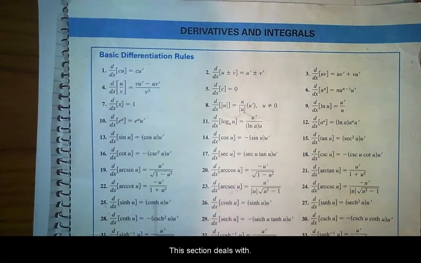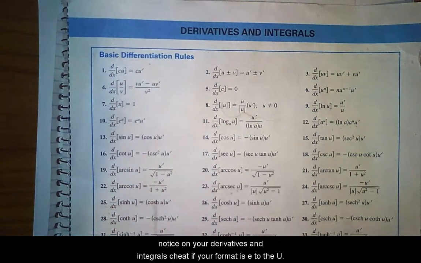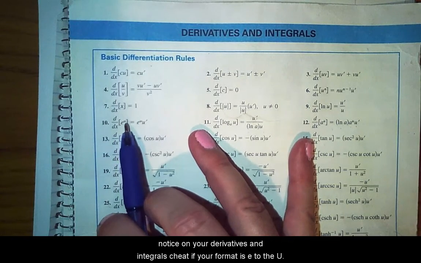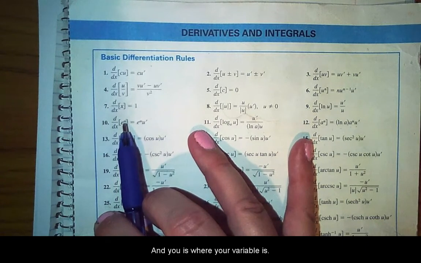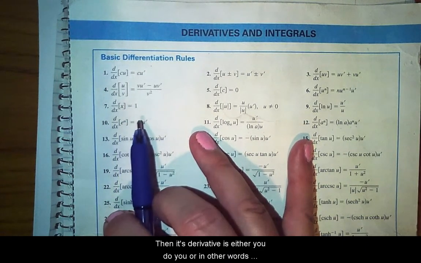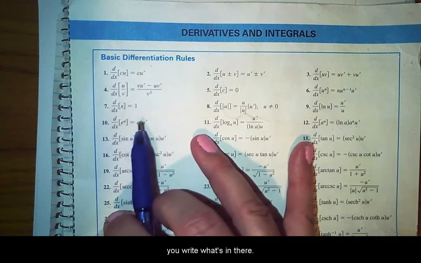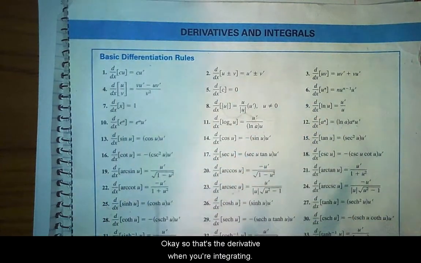This section deals with e and the derivative of e as well as the integral of e. So you'll notice on your derivatives and integral sheet, if your format is e to the u, and remember e is a number and u is where your variable is, then its derivative is e to the u du. Or in other words, you write what's sitting there multiplied by the derivative of your exponent. Okay, so that's the derivative.